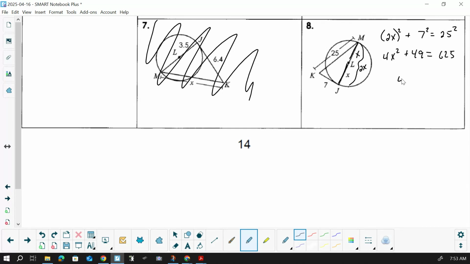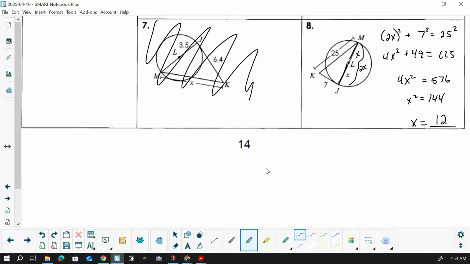Subtract that 49 from both sides. We get 4x squared equals 625 minus 49, which is 576. Going to divide by 4, and we get x squared equals, let's see here, 576 divided by 4, I need to do that on my calculator real quick. 576 divided by 4 is 144. So square root both sides, x is, what is the square root of 144? That's right, 12.